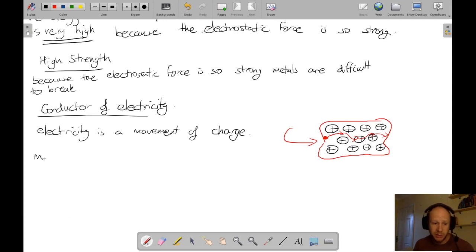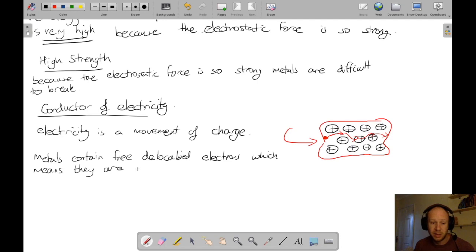So, metals contain free, delocalized electrons, which means they are free to move and conduct electricity.